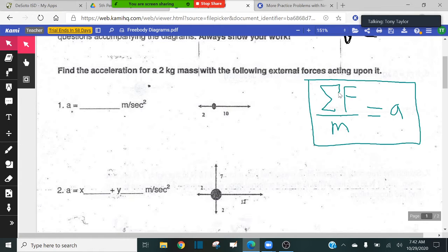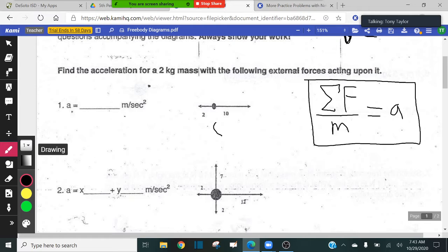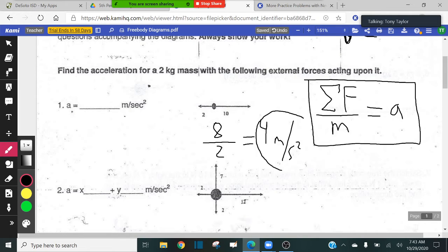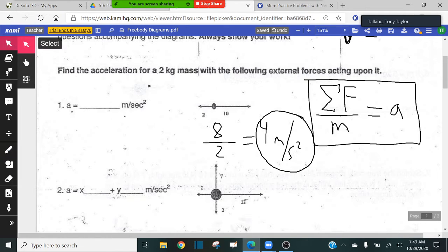So the sum of your forces should be equal to 8. So the sum of our forces is 8 divided by our mass. And the mass is 2 kilograms. So 8 divided by 2 is 4. So 4 meters per second squared. That is our answer to number 1. Okay, that is the acceleration of the mass. Hopefully that makes sense. Let's keep going.